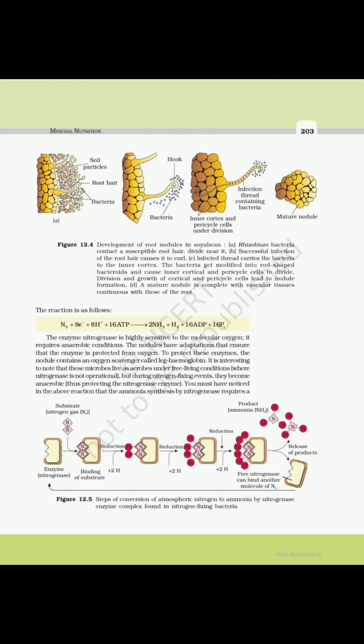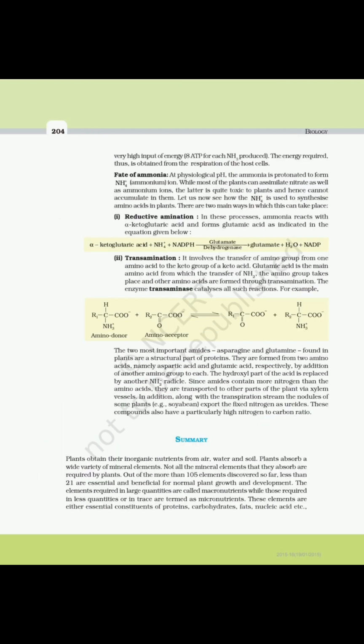You must have noticed in the above reaction that the ammonia synthesis by nitrogenase requires a very high input of energy, 8 ATP for each NH3 produced. Figure 12.5 Steps of conversion of atmospheric nitrogen to ammonia by nitrogenase, an enzyme complex found in nitrogen-fixing bacteria. The energy required, thus, is obtained from the respiration of the host cells.